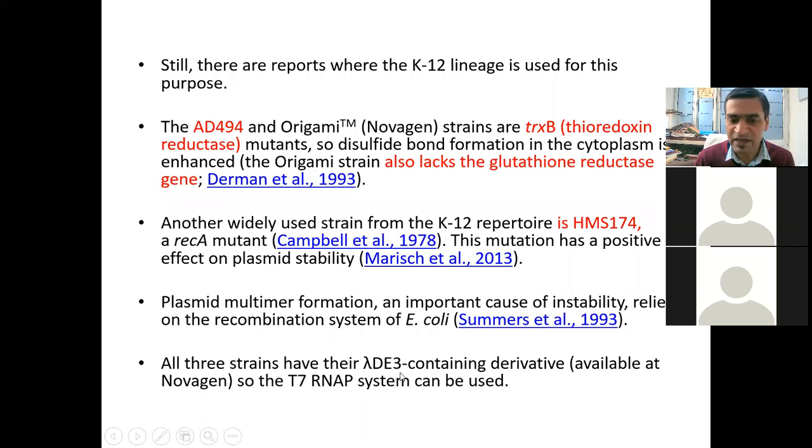All three strains have their lambda DE3 containing derivative so that T7 RNA polymerase can be used. Again, in these Origami strains, T7 RNA polymerase has already been put into the chromosome.